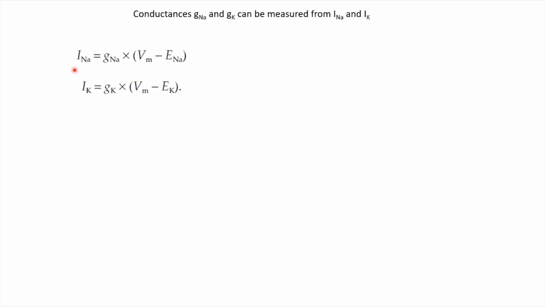So here is the exact relationship between the current, the conductance and the driving force. For sodium, the current is equal to the sodium conductance times the driving force on the sodium ions. This driving force depends only on the equilibrium potential of sodium and the voltage. The difference between them tells us what the driving force is, and the current is measured experimentally as we saw in the last slide. And if we divide this current by the driving force, we get the conductance as a function of time. And similarly for potassium.